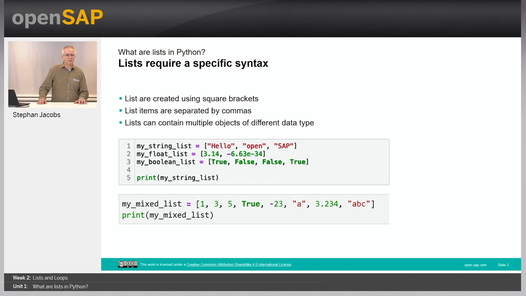In the second cell, you see a list which contains different data types in one list. You see these 1, 3, 5, all integers, followed by true, a Boolean value. Later on, there's a float and two strings. And again, the list is printed out.